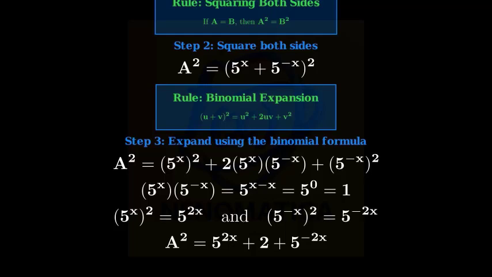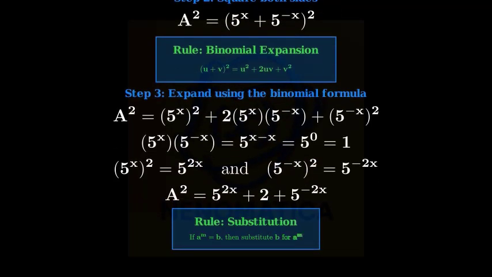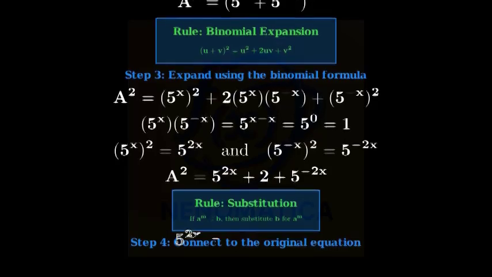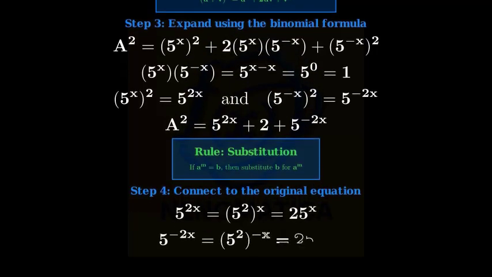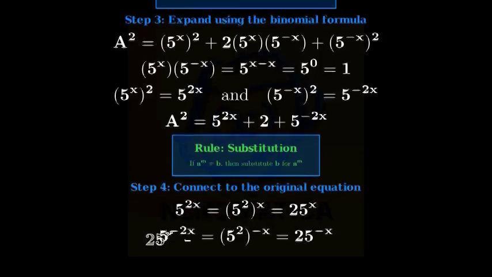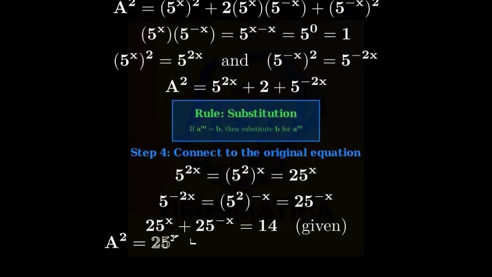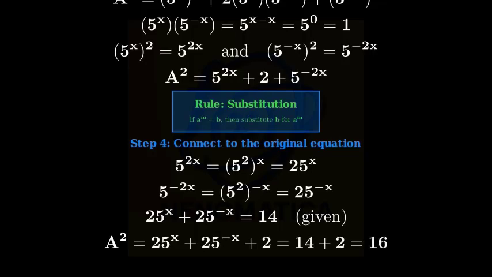For our fourth step, we'll make a connection to our original equation. Notice that 5 to the power of 2x can be written as 25 to the power of x. Similarly, 5 to the power of negative 2x can be written as 25 to the power of negative x. Looking back at our original equation, we were told that 25 to the power of x plus 25 to the power of negative x equals 14. So we can substitute this value of 14 into our expansion. A squared equals 14 plus 2, which equals 16.